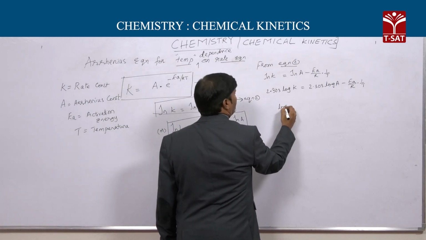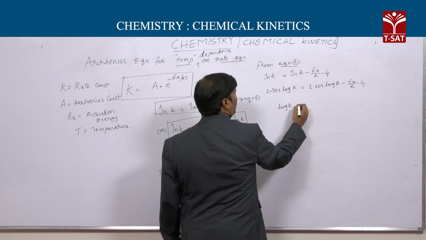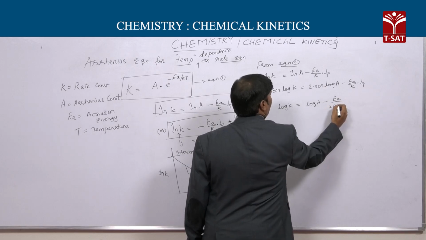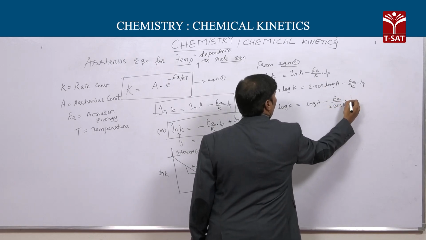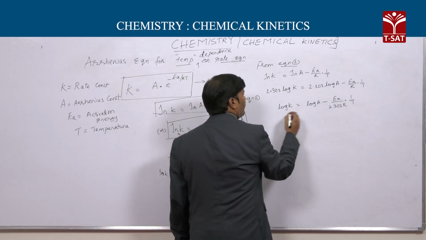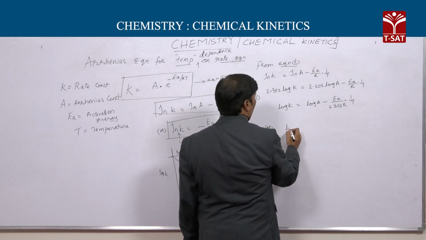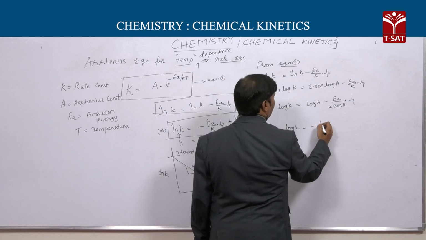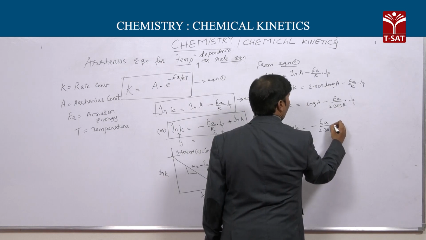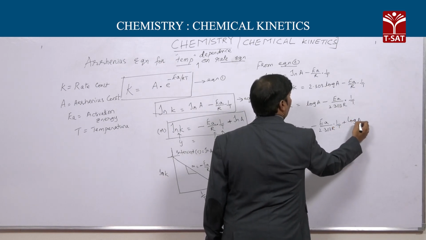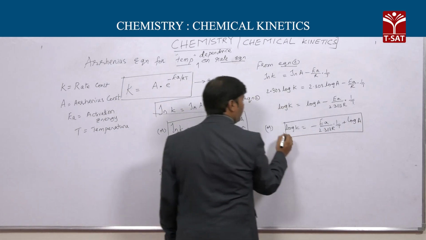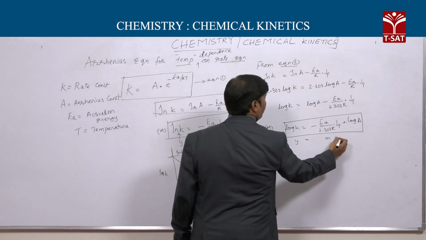The same expression we can write as log k = log A − EA/(2.303 R) × 1/T. So let this be the equation, or I will write the same expression as log k = −EA/(2.303 R) × 1/T + log A. Again, we can convert this into the equation of a straight line, that is y = mx + c.